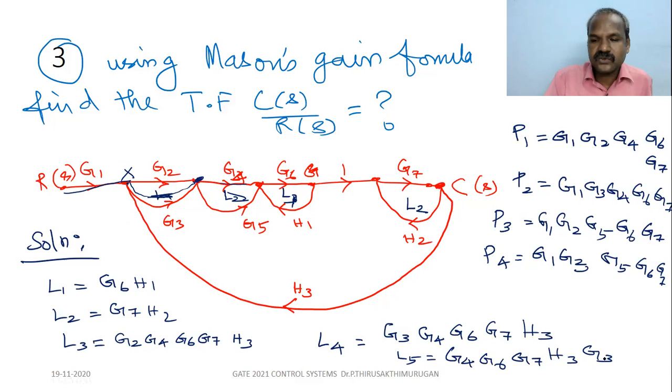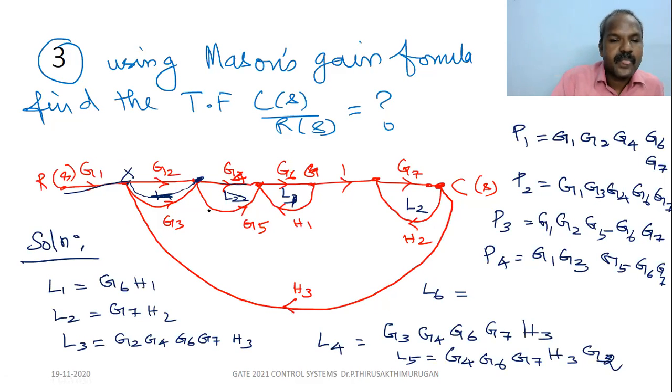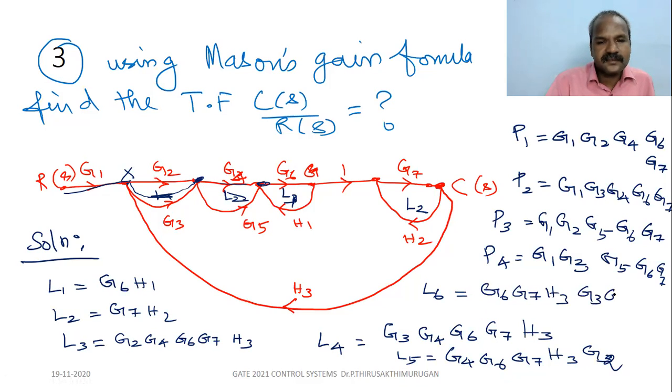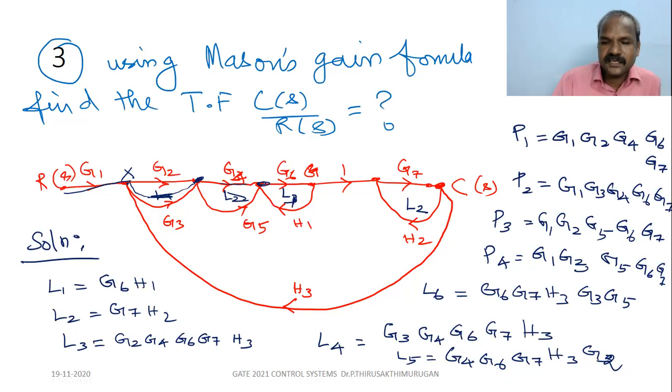Then G2 can have G2, right? So next, L6. What is L6? It can start from this point: G6, G7, H3, then G3, G5. So G6, G7, H3, G3, G5. Understand or not? So G3, G5, then H3. So there are 6 loops.